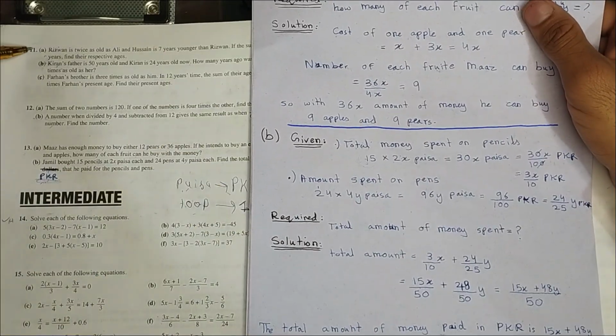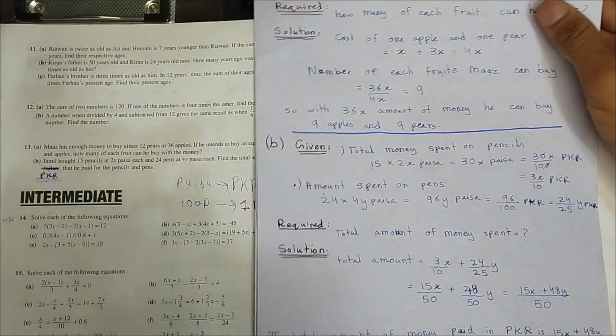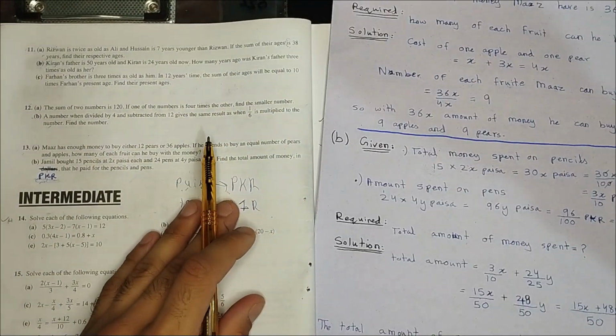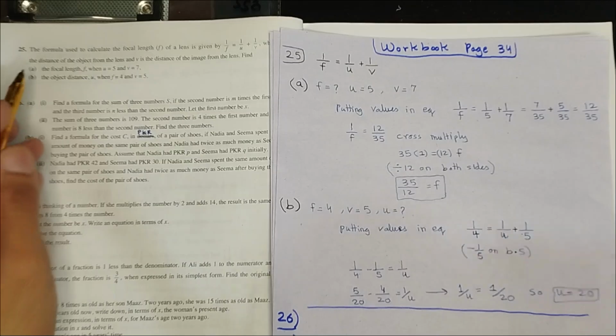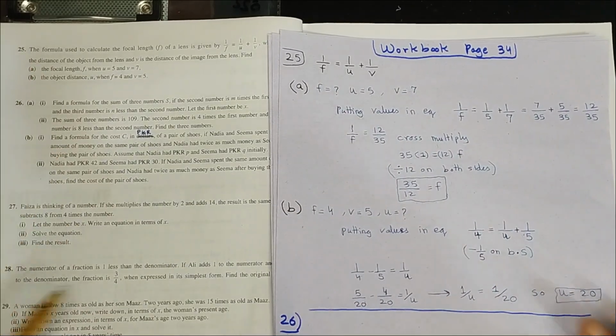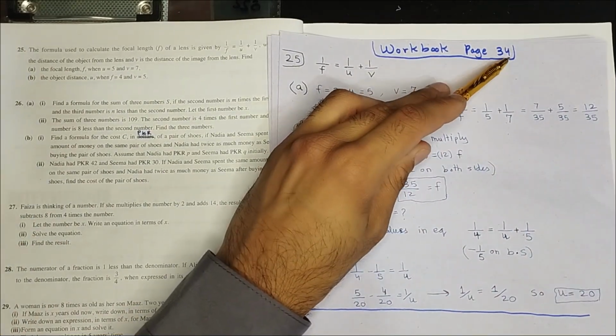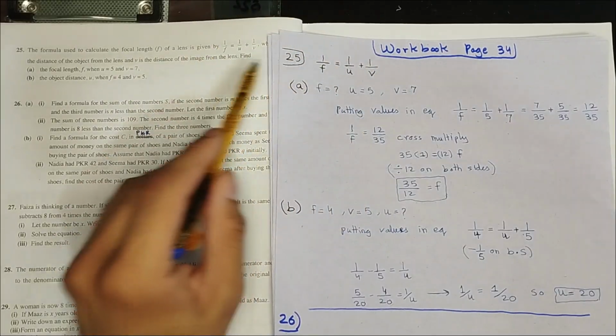Now this takes care of questions number 11, 12 and 13. We're going to go towards the next questions that are left in this chapter. Question number 25 now, which is on page number 34 of your workbook. The equation is given to you in the question.